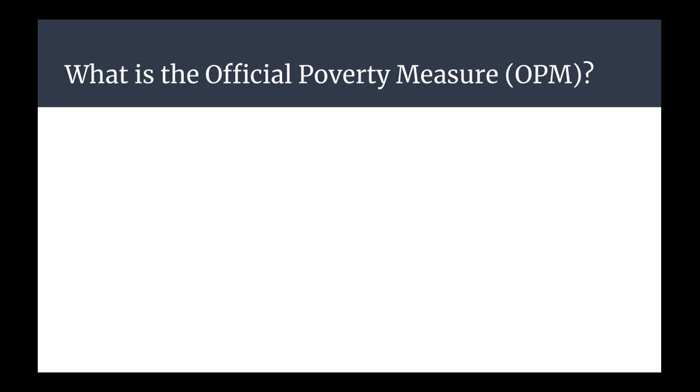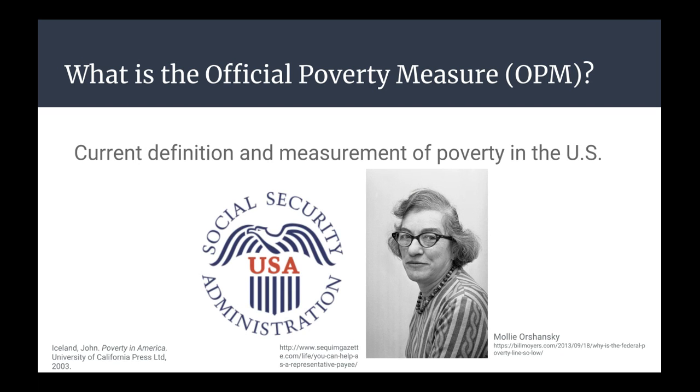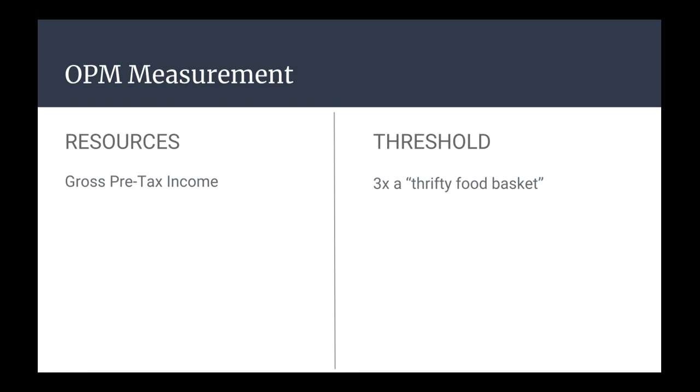The official poverty measure is the current definition and measurement of poverty in the United States. It is an absolute measure, which are thresholds or poverty lines that remain constant over time, developed by Molly Orshansky of the Social Security Administration that was adopted by the U.S. in the mid-1960s.